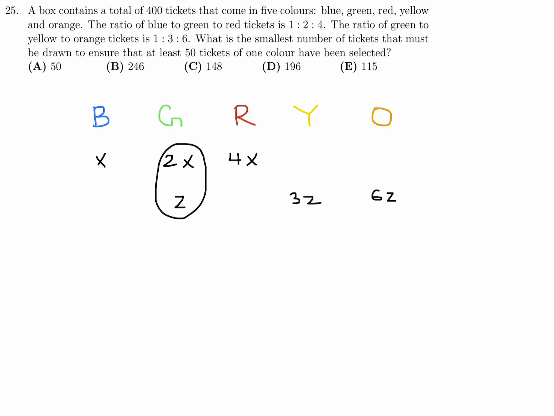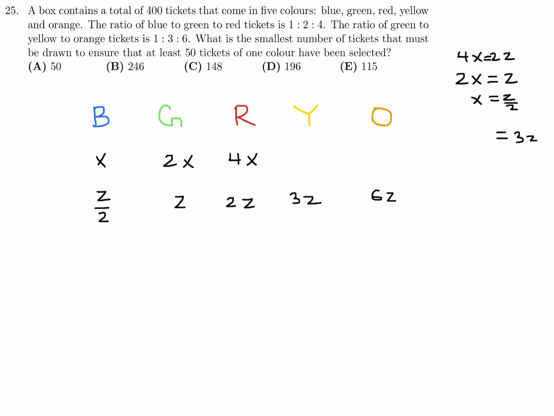Well, Z represents the number of green tickets, but so does 2X. So that means that 2X is equal to Z. If 2X is equal to Z, that means X is equal to Z over 2. So put that here. 4X would be equal to 2Z. So put that here. And then 3Z would be equal to 6X. So put that here. And 6Z will be equivalent of 12X. So put that here. So I can add all these guys up.